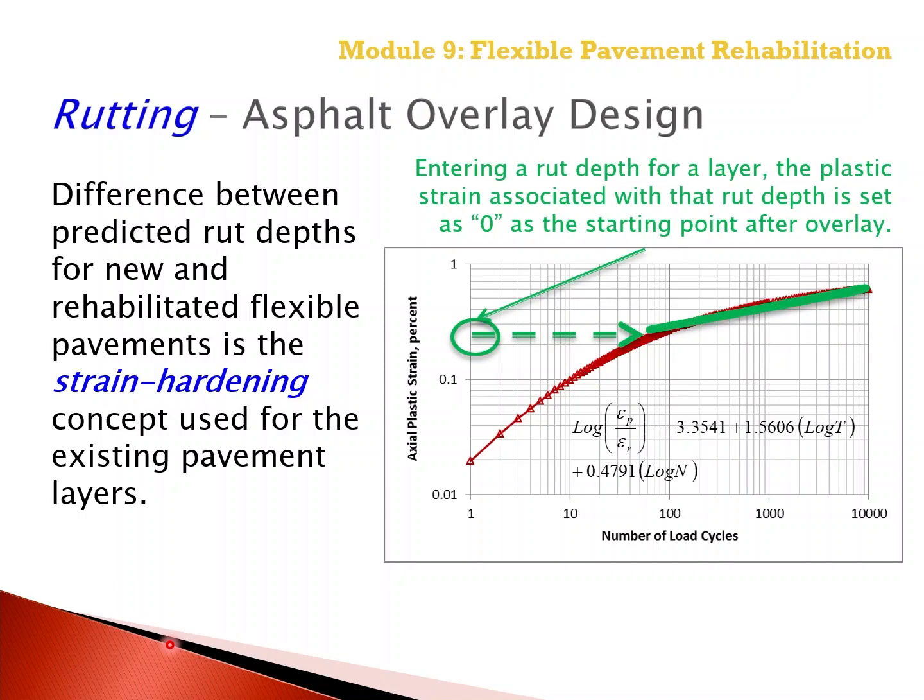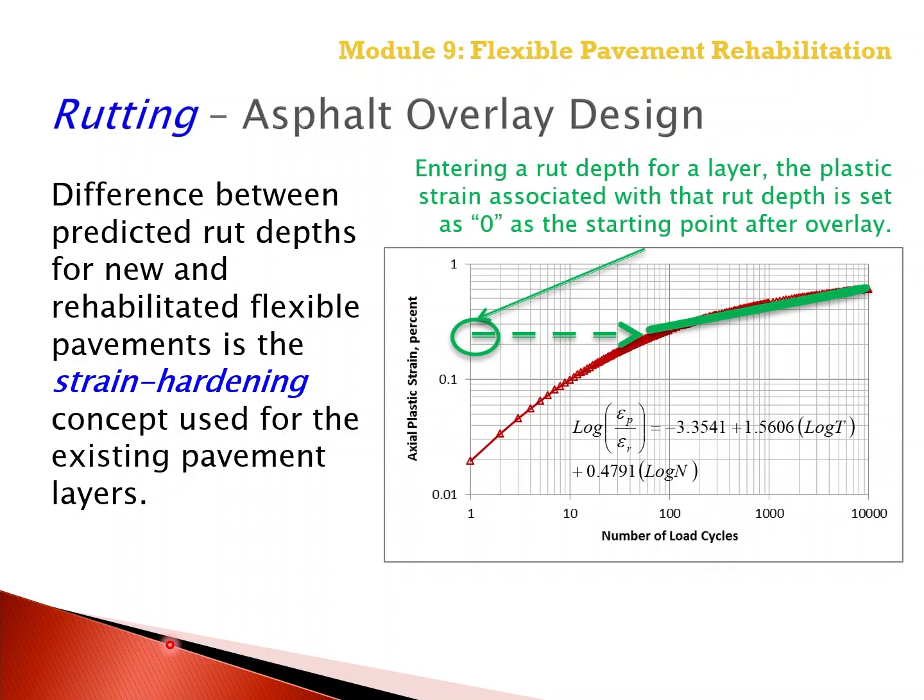So entering a rut depth for a layer for flexible pavements, because in the Pavement ME design software, as we illustrated in Part B where we showed the software, a rut depth is entered for basically each layer. The plastic strain associated with that rut depth, either in the asphalt layer or unbound layer, is set as 0 and is the starting point after overlay for additional accumulations of rut depth.